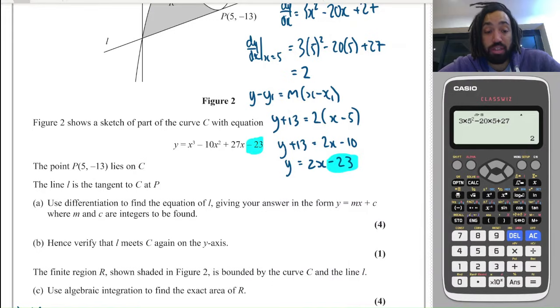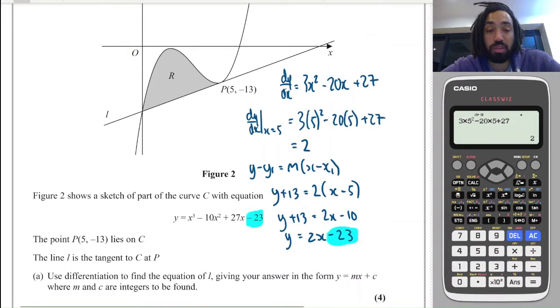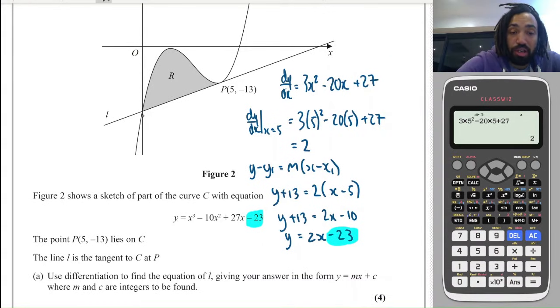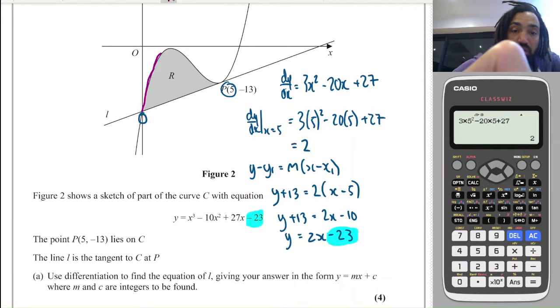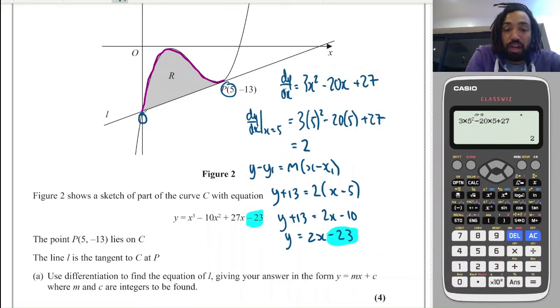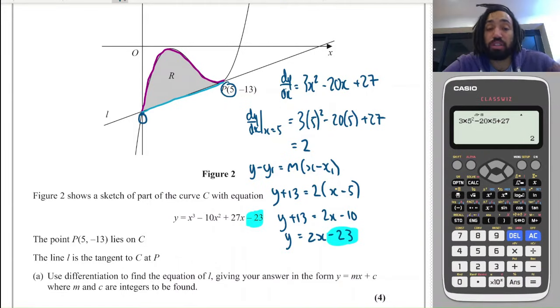Okay, now we need to use algebraic integration to find the exact area bounded between the line and the curve. Well, let's look at the diagram. I know that 0 is the start point of where that area starts, and 5 is the end point of that area. Now, in order to work out the area between a line and a curve, you would take the one on top, which is the purple curve, and then you would subtract the line, or whatever the line or curve which is below the region. So that's what I'm going to do.